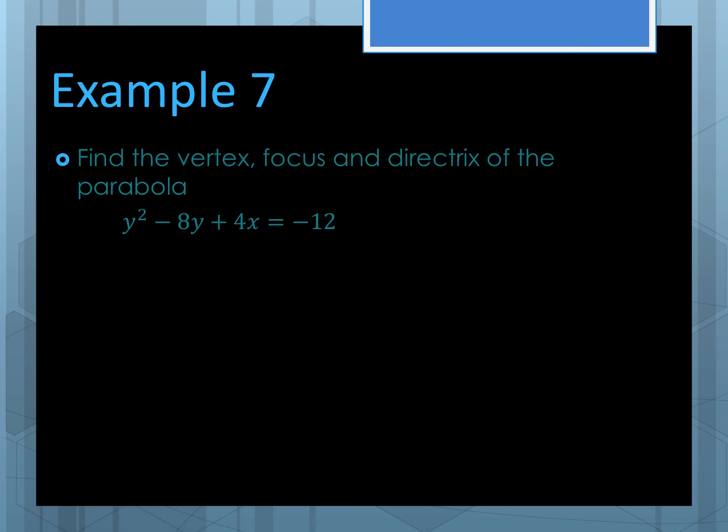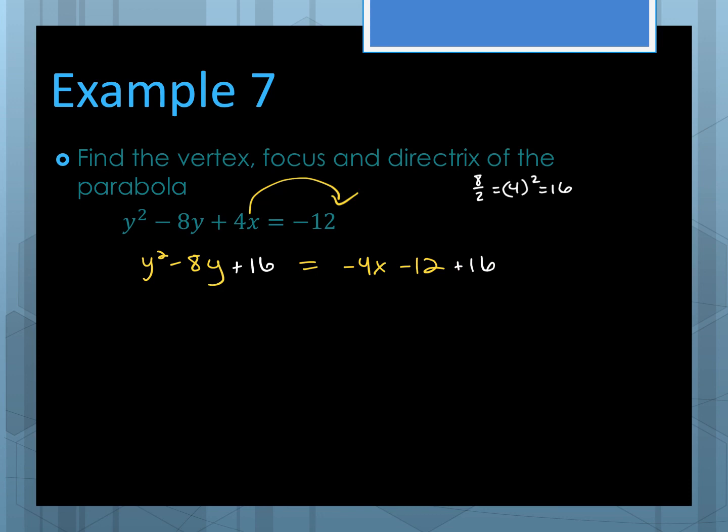Now the good news is I only have to complete the square once because it's a parabola, right? So I actually have to bump the 4x to the other side. y squared minus 8y equals negative 4x minus 12. And then I'm going to complete the square on the y. So 8 divided by 2 is 4. 4 squared is 16. That's what I'm going to add here and here. So I complete the square on the left. y minus 4 squared equals negative 4x plus 4.